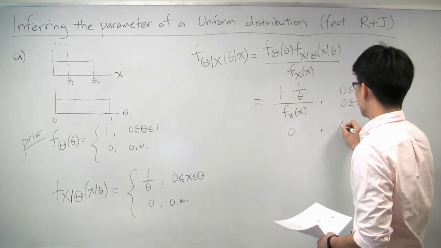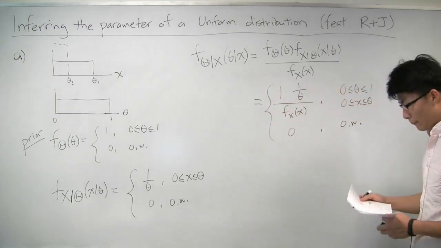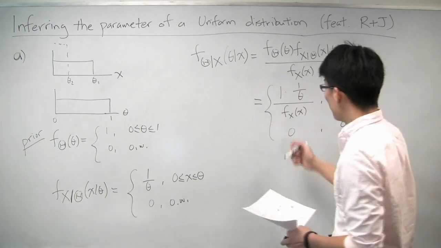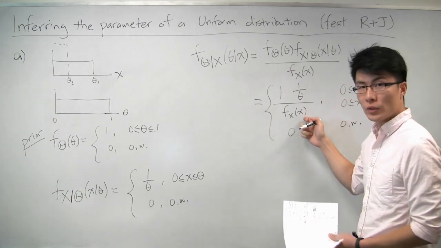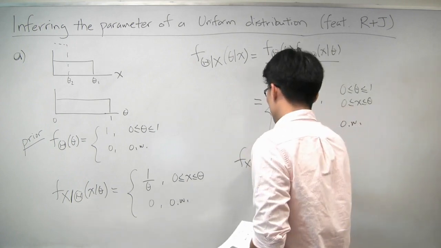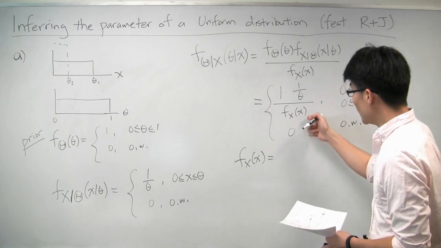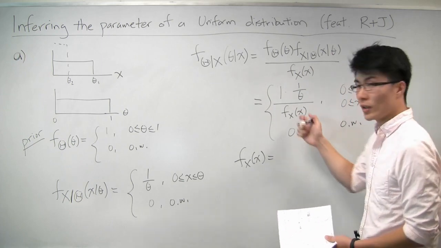And otherwise, this would be 0. Okay, so now we're almost done. One last thing we need to do is just calculate what this denominator is, f_X(x). Well, the denominator, remember, is just a normalization.